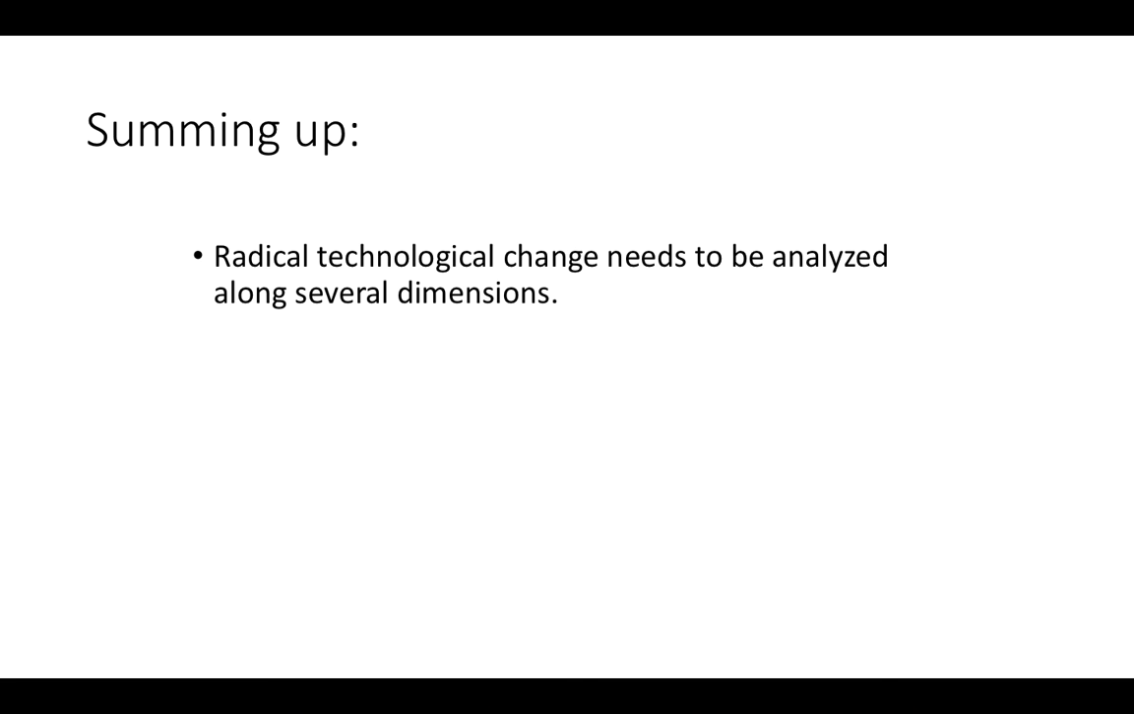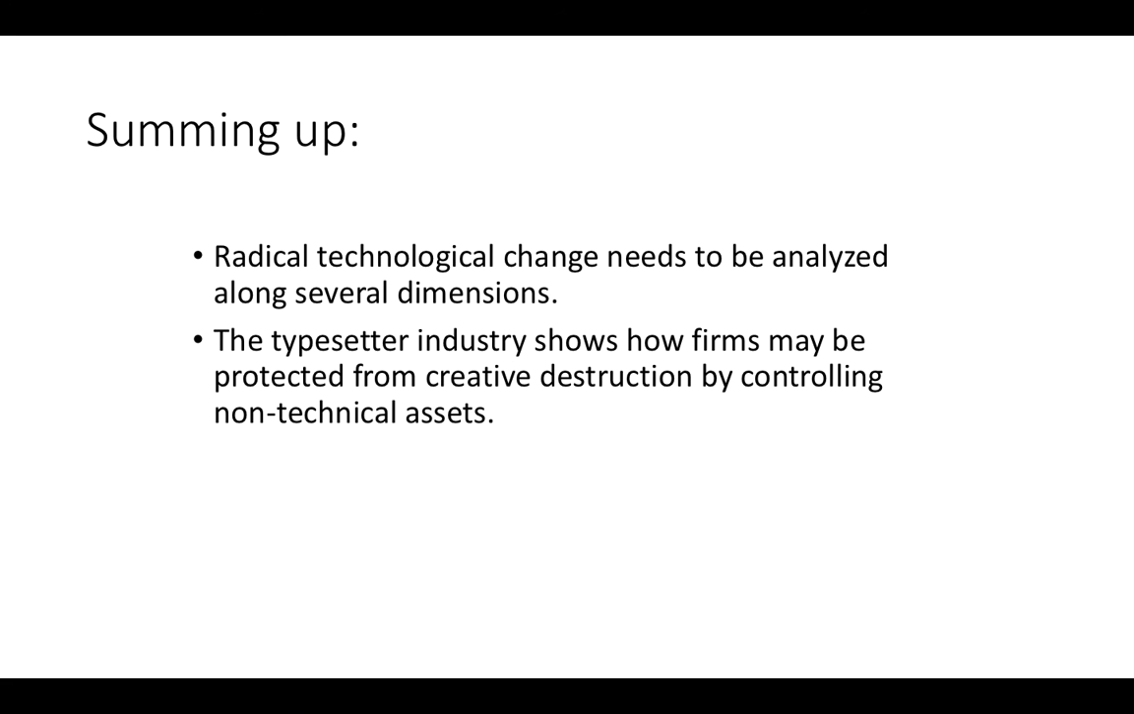So to sum up, radical technological change needs to be analyzed along several dimensions. The typesetter industry shows how firms may be protected from creative destruction by controlling non-technical assets. And generally, this is a good paper because it balances and addresses technological change not only looking at one parameter, but rather how different parameters together combine to determine what happens in a technological transition.